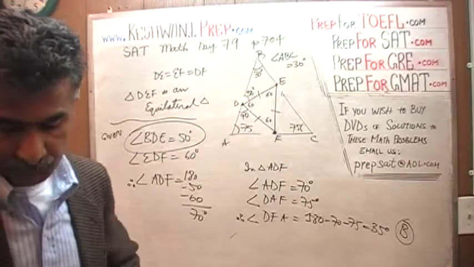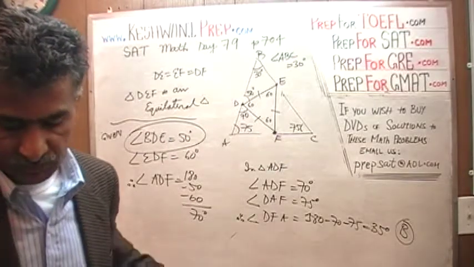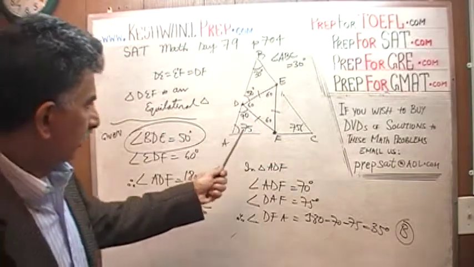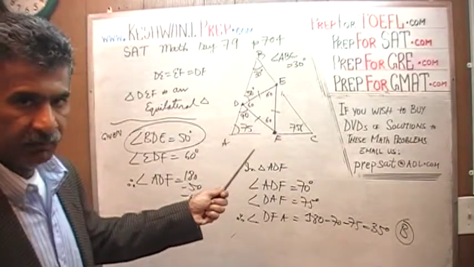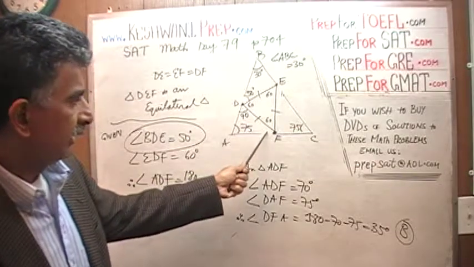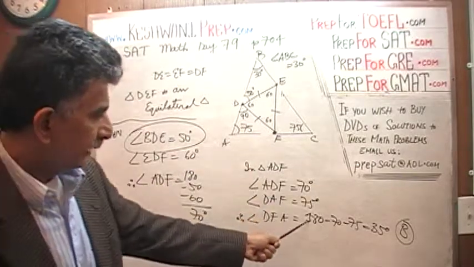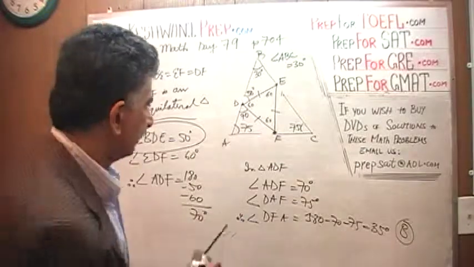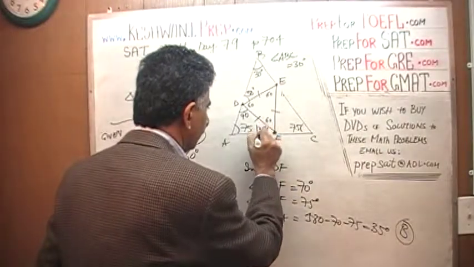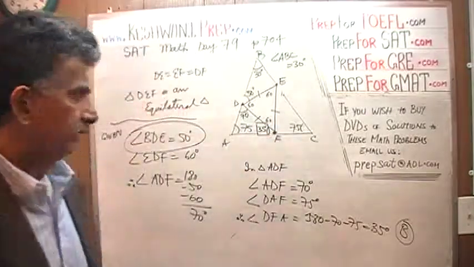And that's what they're hoping would happen here, because they give you 30, 35, 40. So you have to pay attention. You have to pay very close attention. Otherwise, you're going to end up making a mistake like I just did. So this is 75, this is 70, and therefore the remaining angle would be 180 minus 70 minus 75, which is 35 degrees. This angle that we found out, that's our payoff. That's what they're looking for.